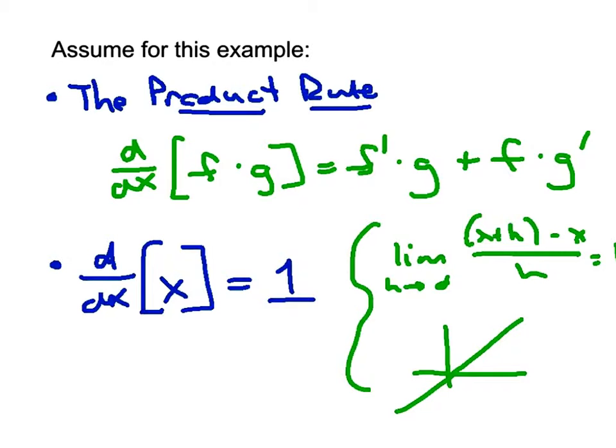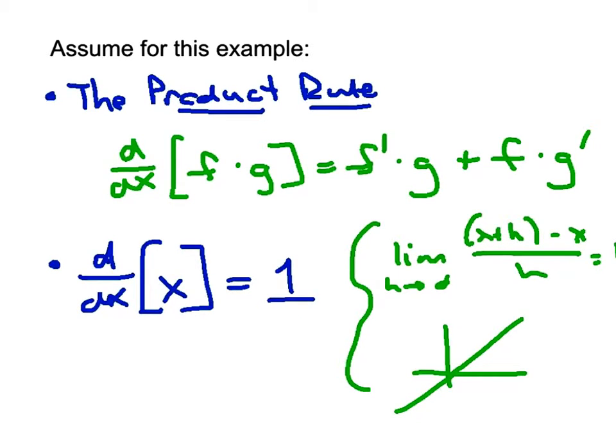Either way, that assumption is safe to make here at the beginning, and it's also safe to assume the product rule. So let's assume both of those things are true, and if we wanted to prove those, we could go back and do a little more work. Now let's move on to the actual proof of the power rule.